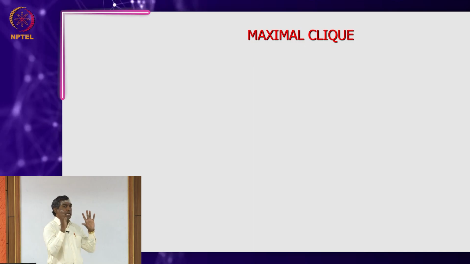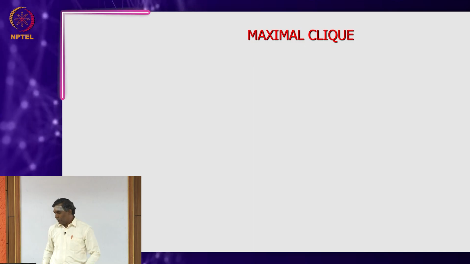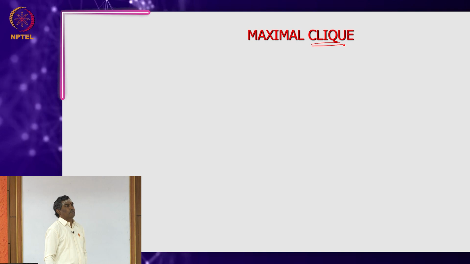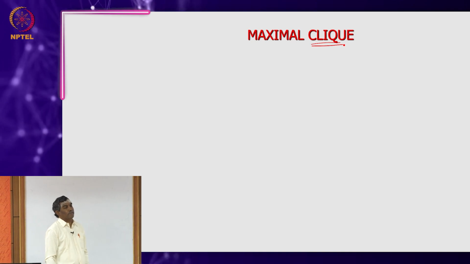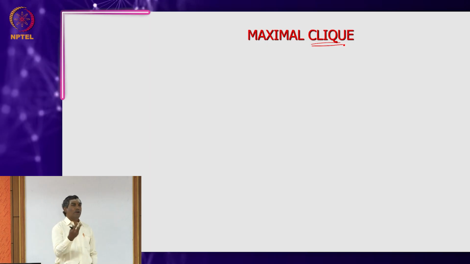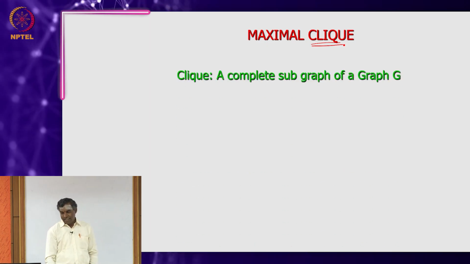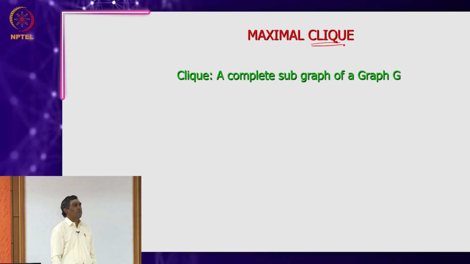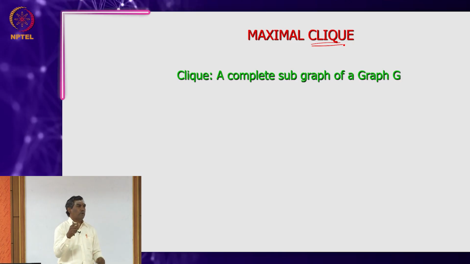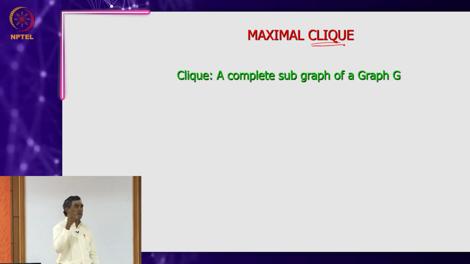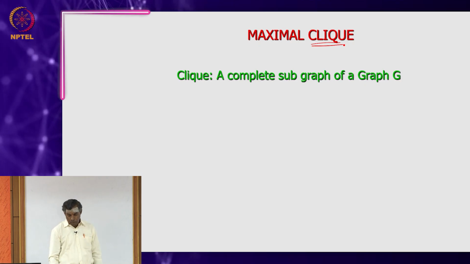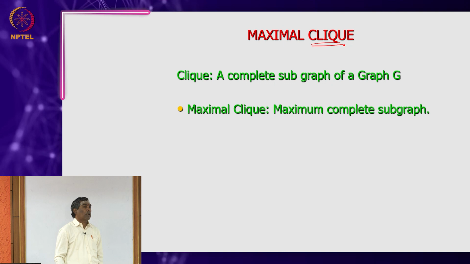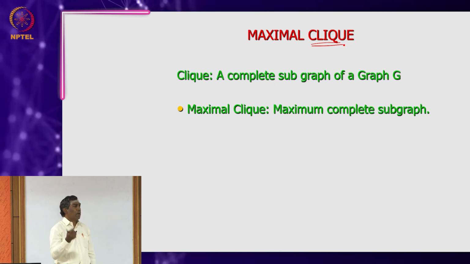So, anybody knows what is a clique in a graph? I come to the graph theory part. What is this clique? Have you heard about it or not? Basically, a clique is a complete subgraph in the graph G. So you have a K2, a complete graph of 2 vertices, K3, a complete graph of 3 vertices, and so on. So, it is a complete subgraph. Now, I am interested in the maximal complete subgraph. There are so many complete subgraphs. What is the maximal one?